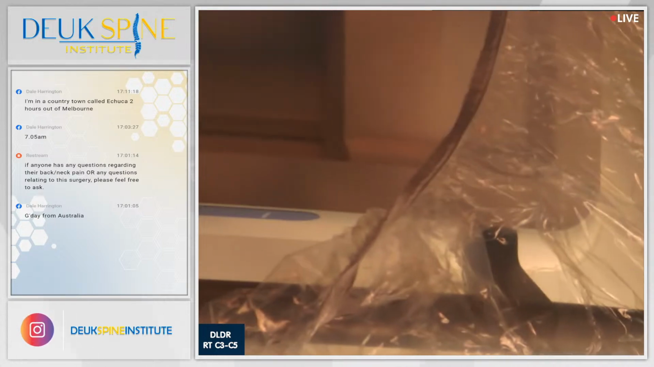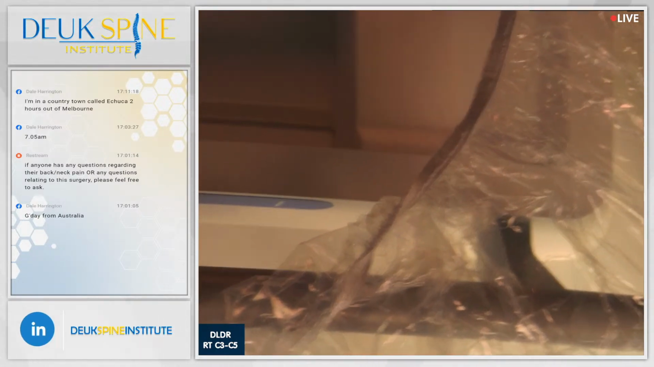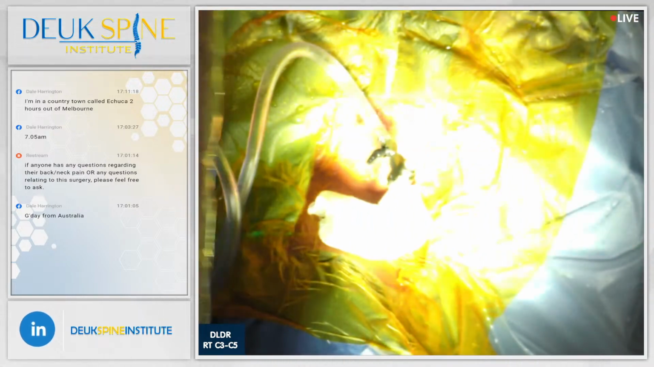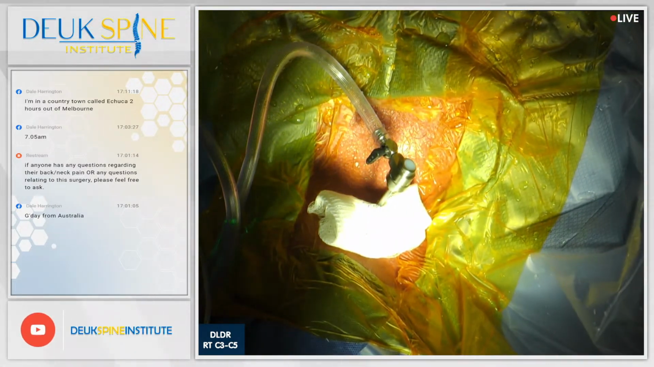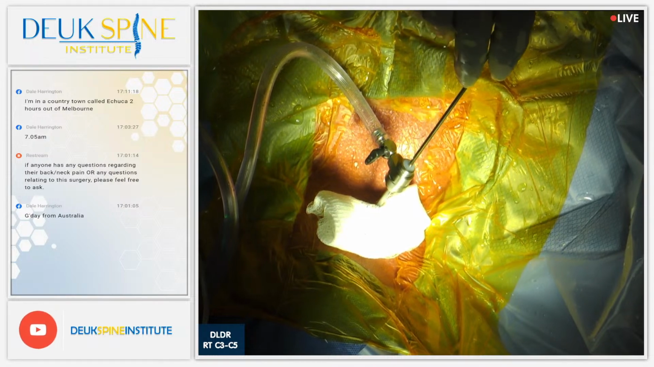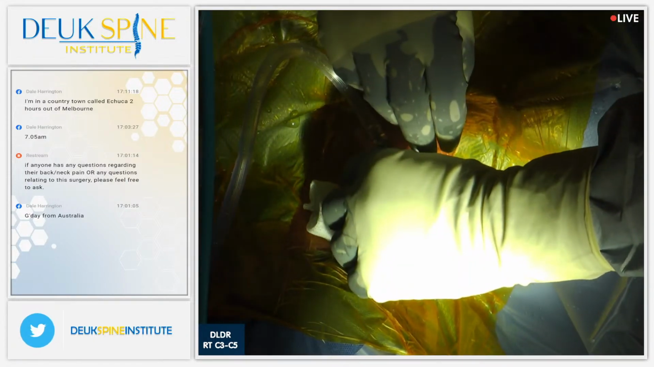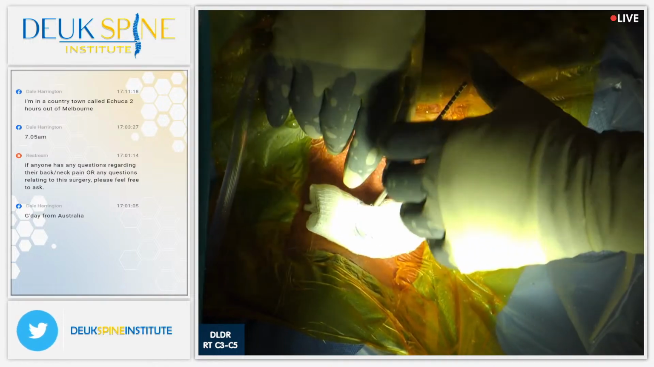Dilator. All right, we're done with one. We're going to move on to the next. The next one should be a bit easier to do, but I feel good about this one. Feel like we got all the herniation that we can out, and I didn't see any more left there. So, all right.